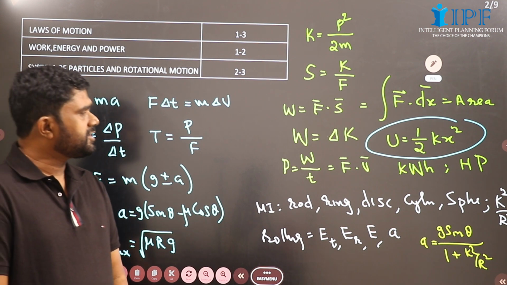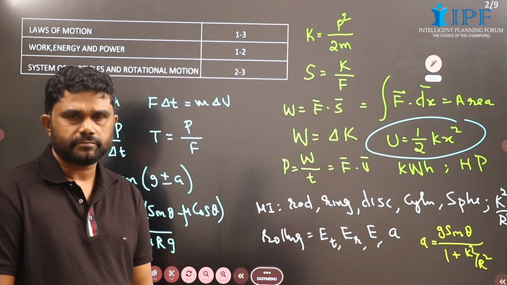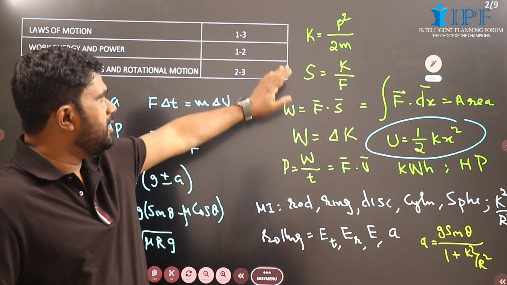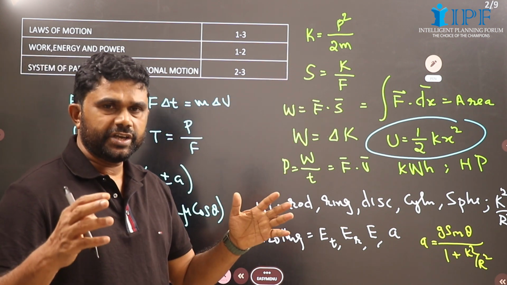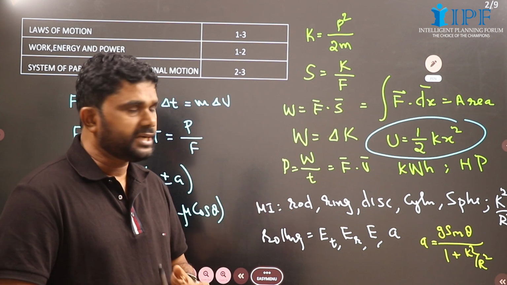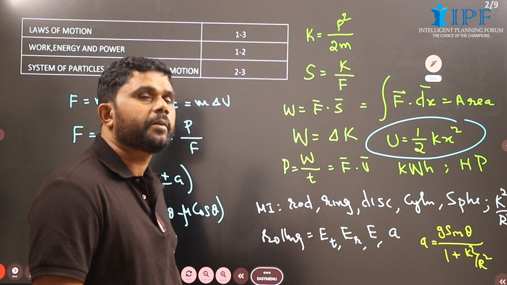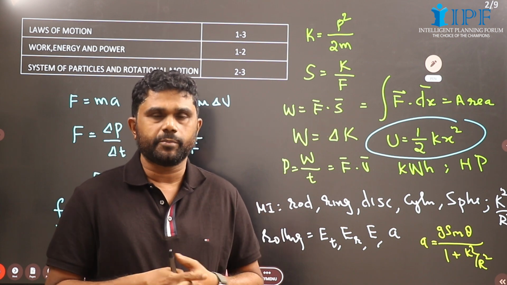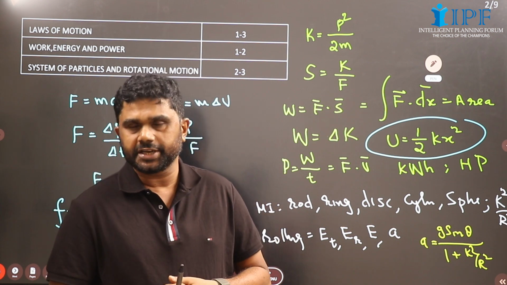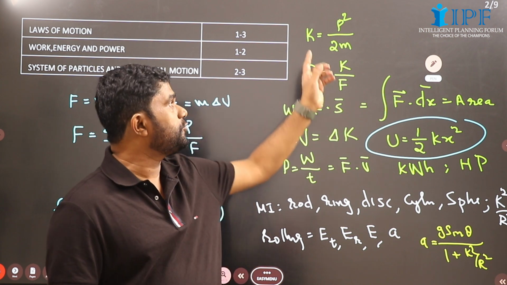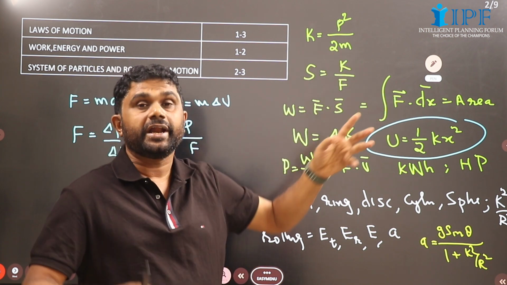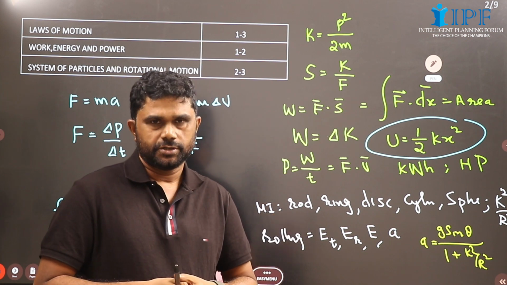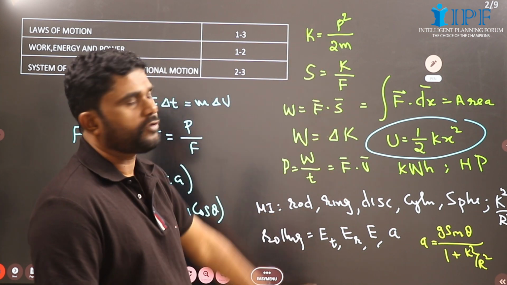Now let us see work, energy and power. When a body is moving with a linear momentum p, its kinetic energy K equals p square by 2m. Say a light body and a heavy body have equal linear momentum. Which one will have more kinetic energy? You have to use this formula. Or a light and a heavy body have equal kinetic energy. Which one has greater momentum? For that also you have to use this formula.